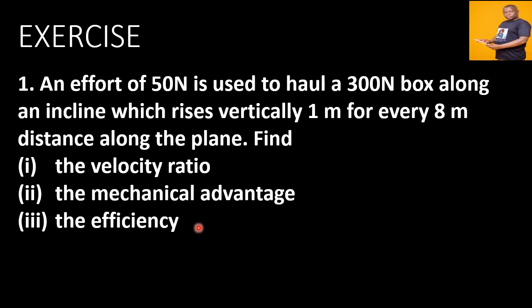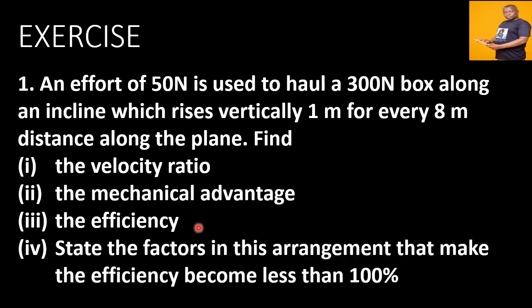Moving forward, having done that, there is this which you have to explain based on your results. State the factors in this inclined plane that make efficiency less than 100%. Why did we say that? We always say that no machine is perfect. No machine is 100% efficient. Why? So explain that. We have explained this a lot. I want you to say it again.